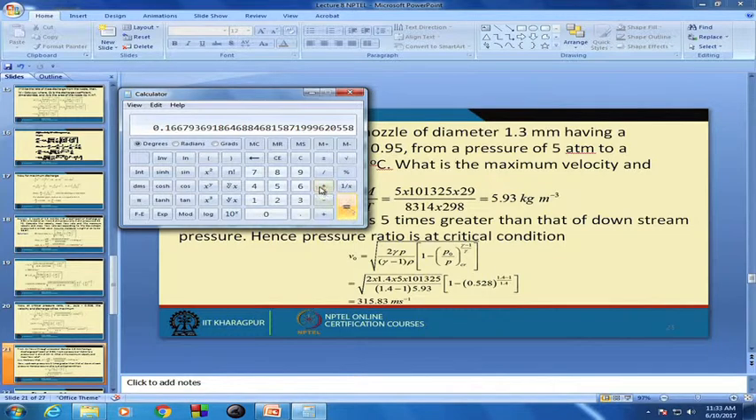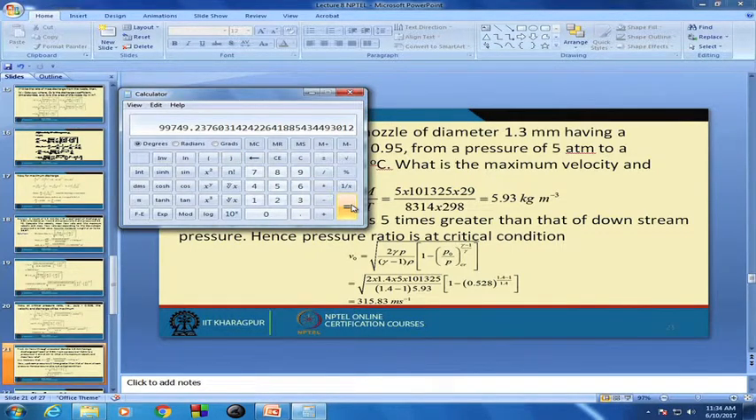0.166, fine, into 101,325 into 5 into 1.4 into 2 is equal to this, right, divided by 0.4 into 5.93 is equal to, so is equal to this.